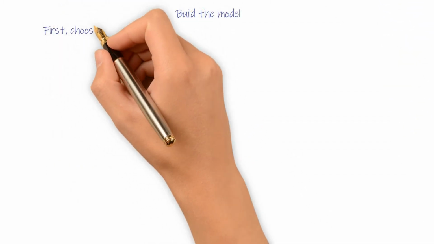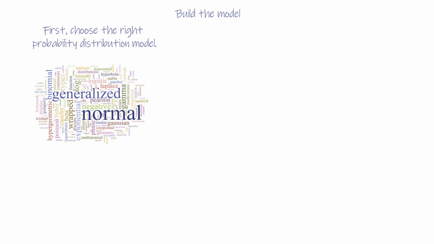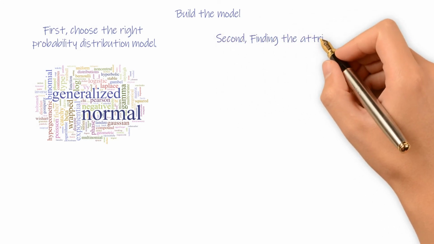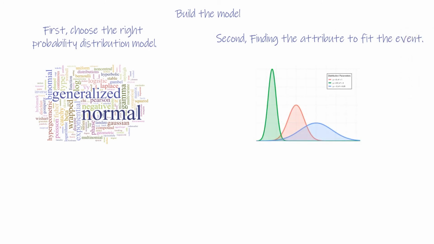First, choose the right probability distribution model. We can use the normal distribution to describe the probability distribution of people's height and IQ. Use logarithm distribution model to describe the earthquake and the wealth probability distribution. Second, the next job after deciding which model to use is finding the attribute to fit the event. For example, find the mean and the standard deviation of the probability distribution of people's height and IQ.